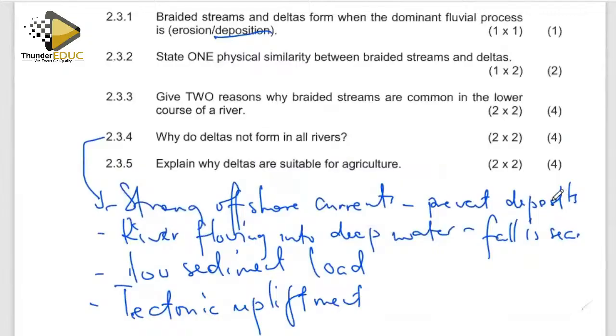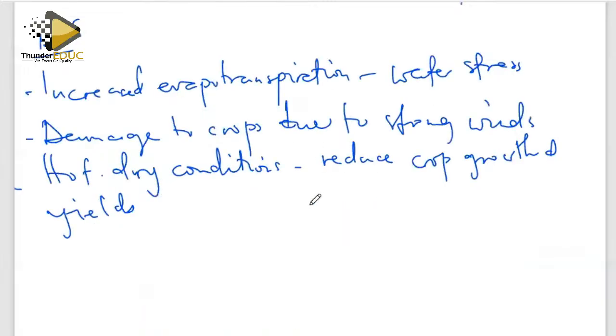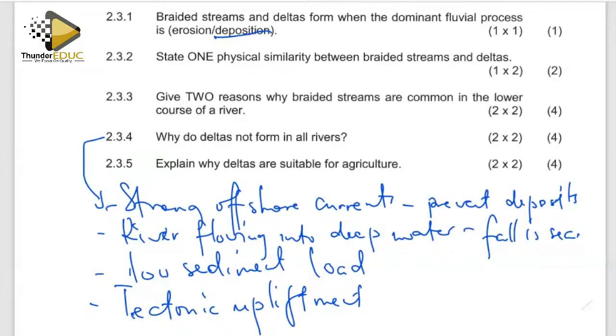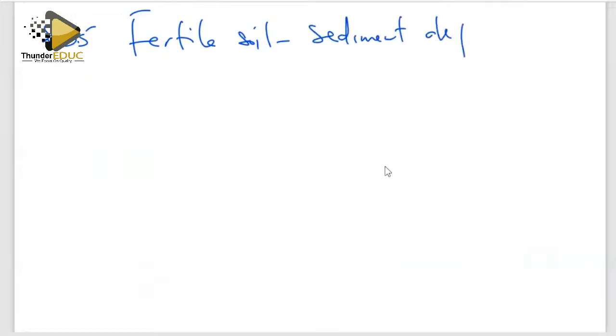Explain why deltas are suitable for agriculture. Why are the deltas suitable for agriculture? What's the rationale for deltas being suitable for agriculture? That is number 235. Right. When you look at deltas, they have fertile soil. Where does the fertile soil come from? It's because of sediment deposits.